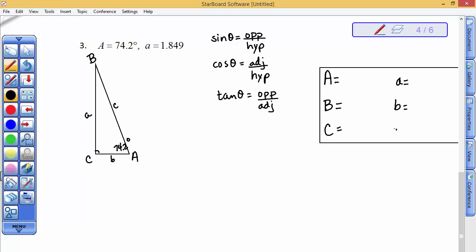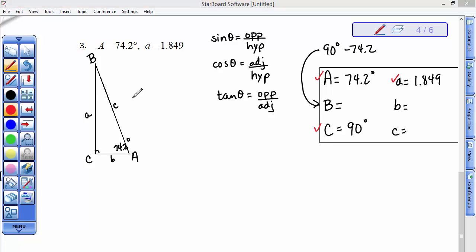Please come on over here. Fill in a table. I just think it's a really good habit to get into to help you keep track of your data, what you were given. So we're given 1.849 for side A, and we're given 74.2 degrees for angle A. Remember, angle C is 90 degrees. I tend to put a little check mark by the things that I was given. So again, this is still the case 1 scenario.